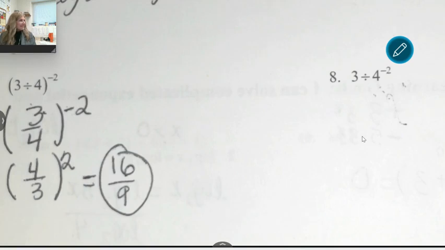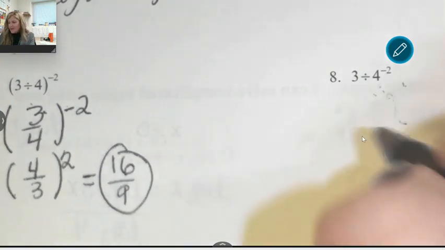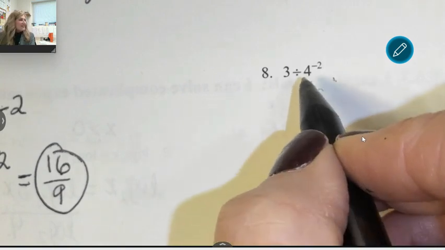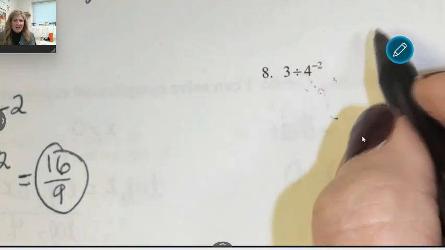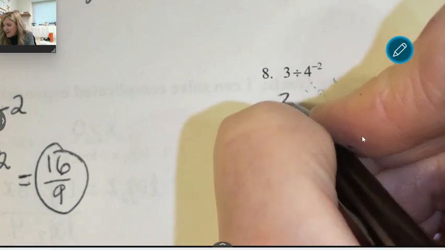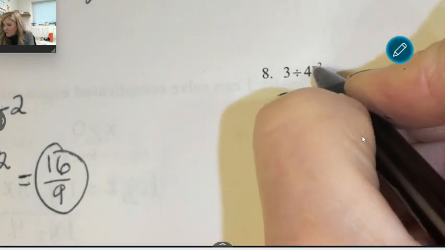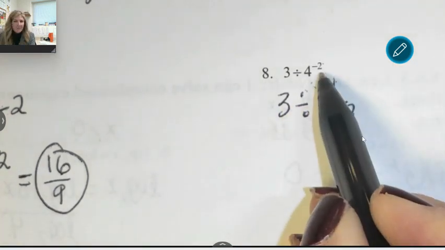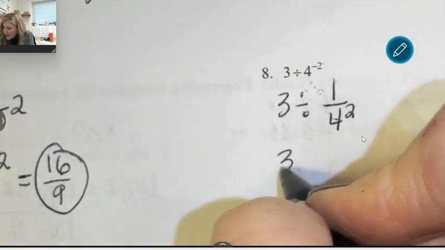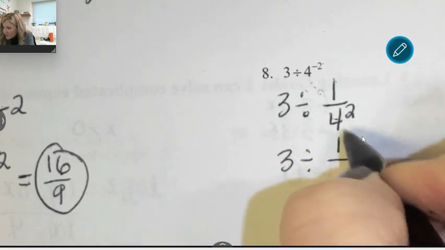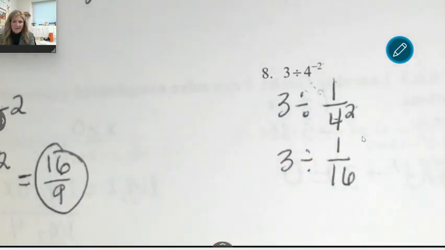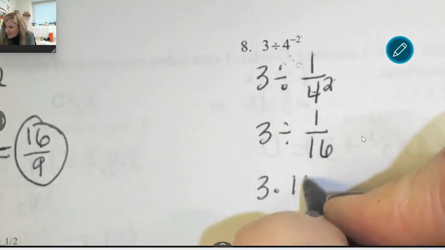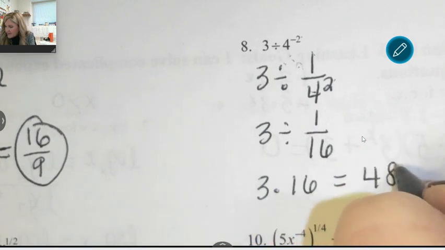Did you get 48? You should get 48. Let's go through it. The problem that people have is that they try to do too much at the same time. I'm going to do it very slowly. I have 3 divided by 4 to the -2 is 1 over 4 squared. That's how I get rid of the negative. Well, I have 3 divided by 1 over 4 squared is 16. To divide by a fraction, I keep the first one and I multiply by the reciprocal, and that is 48.